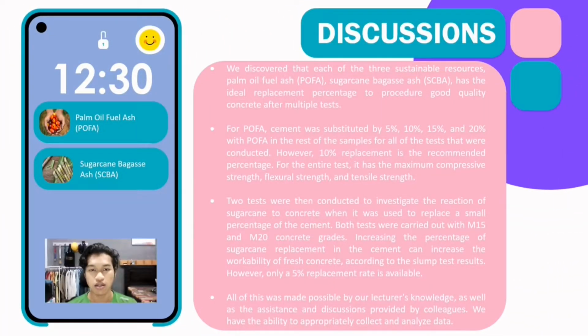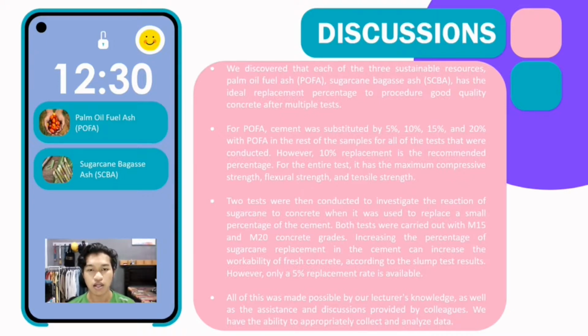For the discussion, we discovered that each of the three sustainable resources, palm oil fuel ash, POFA, and sugarcane bagasse ash, SCBA, has the ideal replacement percentage to produce a good quality concrete after multiple tests. For POFA, cement was substituted by 5, 10, 15 and 20% with POFA in the rest of the sample for all of the tests that were conducted. However, 10% replacement is the recommended percentage. For the entire test, it has the maximum compressive strength, flexural strength and tensile strength.